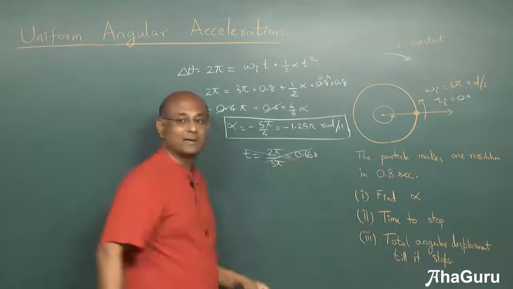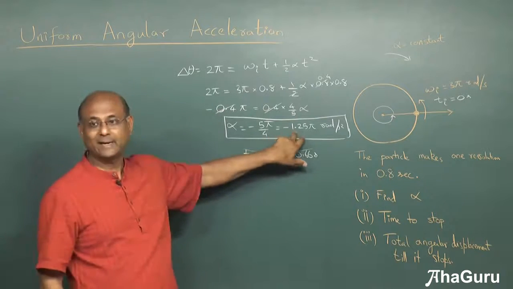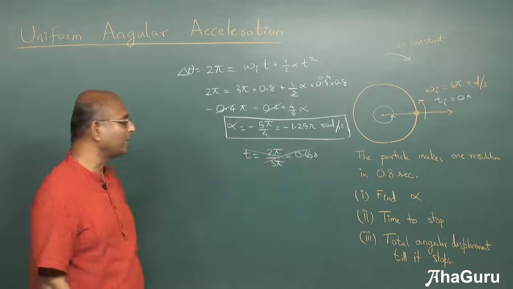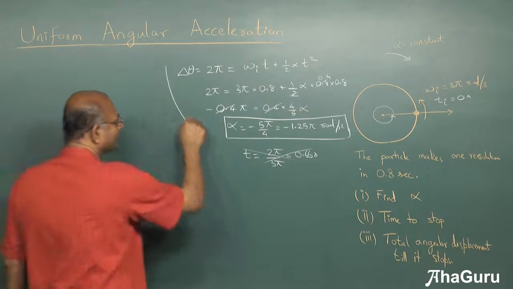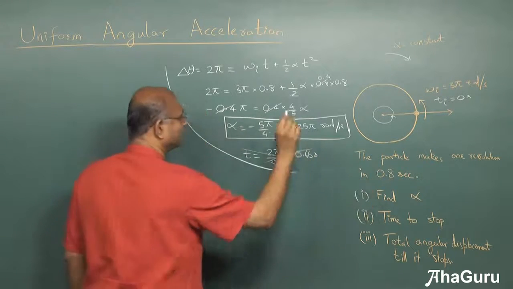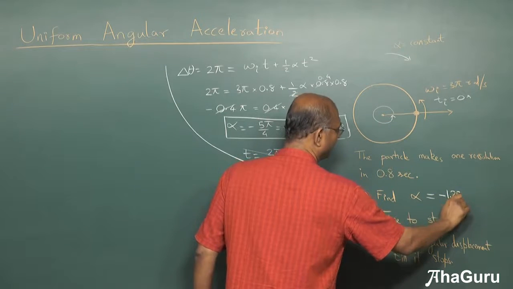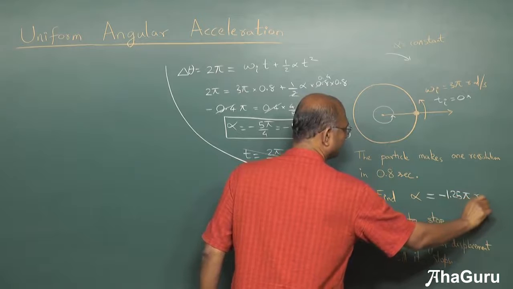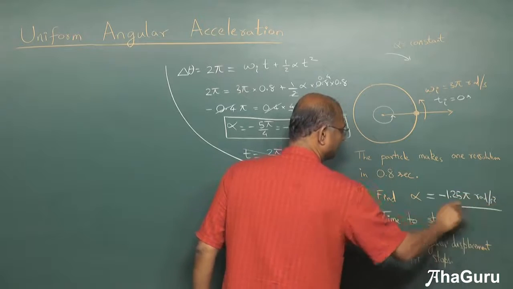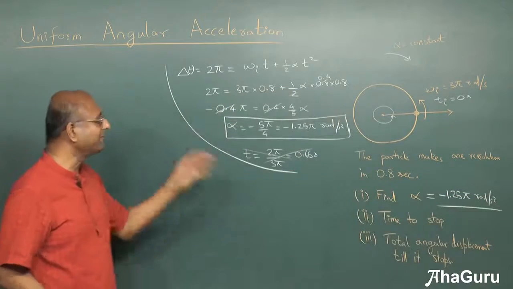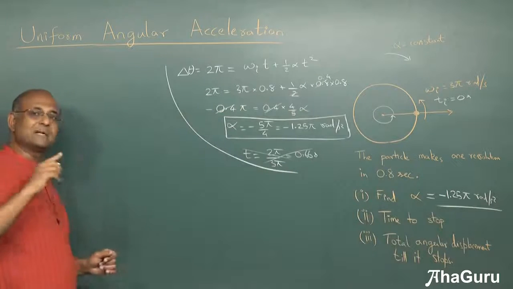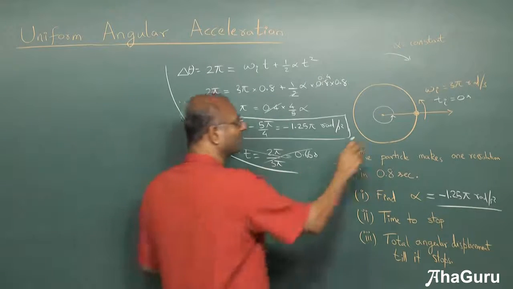So we know that it is slowing down, alpha must be negative, so we have actually found out what the alpha is. Could I have also done this in a different way? So the first part of the question I have answered. It is minus 1.25 pi radians per second square. So that is the alpha. It is constant and we can do that. Could I have done this in a different way? Yes, let us think about that.